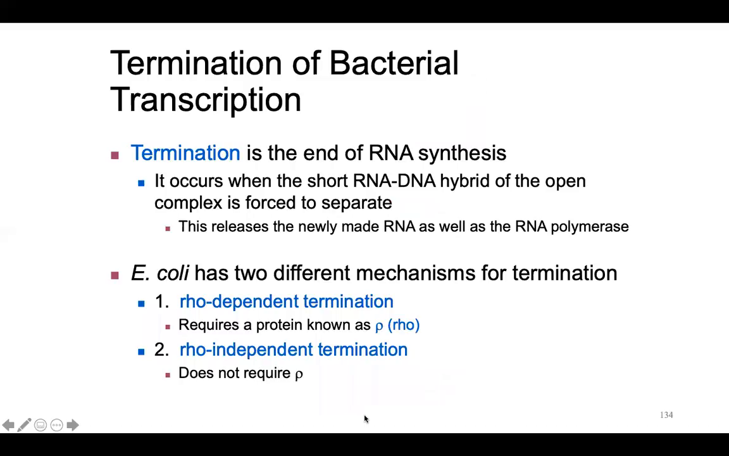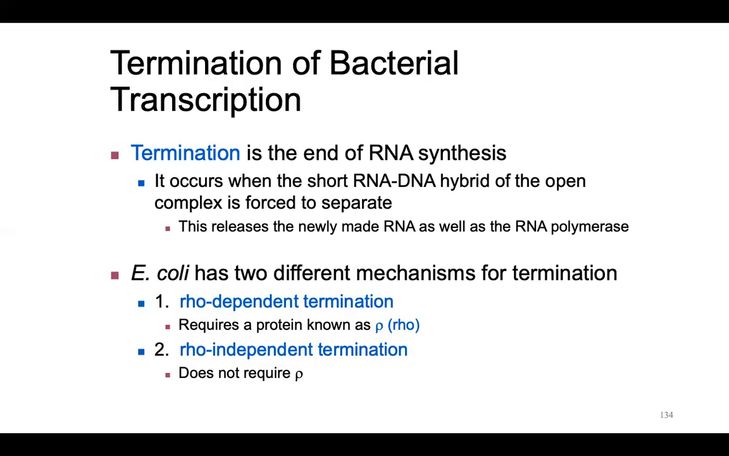The last step for bacterial transcription is termination. Termination is the end of RNA synthesis. It occurs when the short RNA-DNA hybrid of the open complex is forced to separate. This releases the newly made RNA as well as the RNA polymerase. It's the final step of transcription.